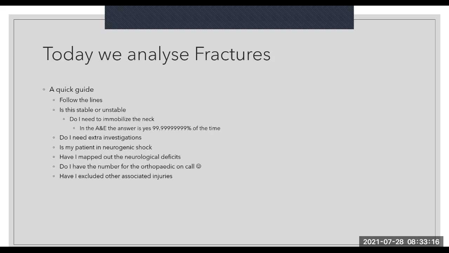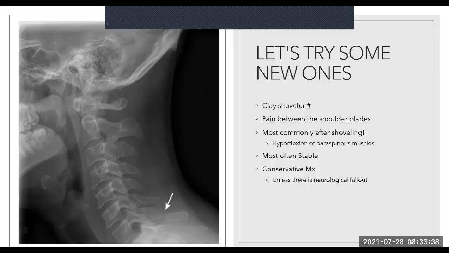Then if your patient does have neurological deficits, have I determined which ones, and things like that, which we'll go through. I'll show you the dermatome map just now. Then have you called the orthopedics, and don't forget to look at other injuries. Because isolated C-spine injuries occur, of course, but you may have other injuries. So don't just focus on one thing, okay? So let's look at one.